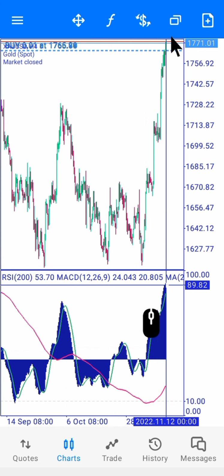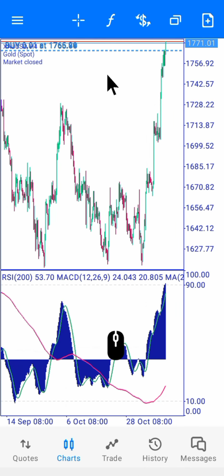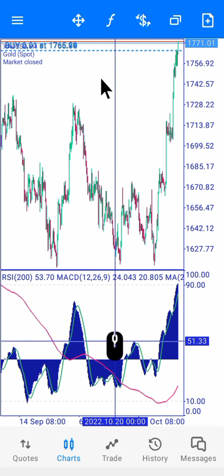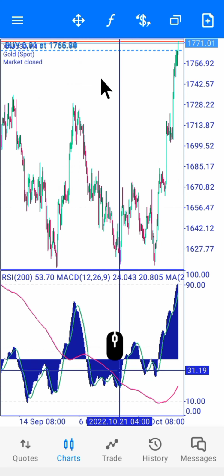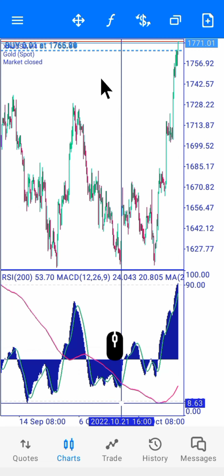So now, how do we determine that the market is overselling and overbuying? Most of the traders consider that when the market reaches 30, it is oversold. But sometimes the market can continue moving.